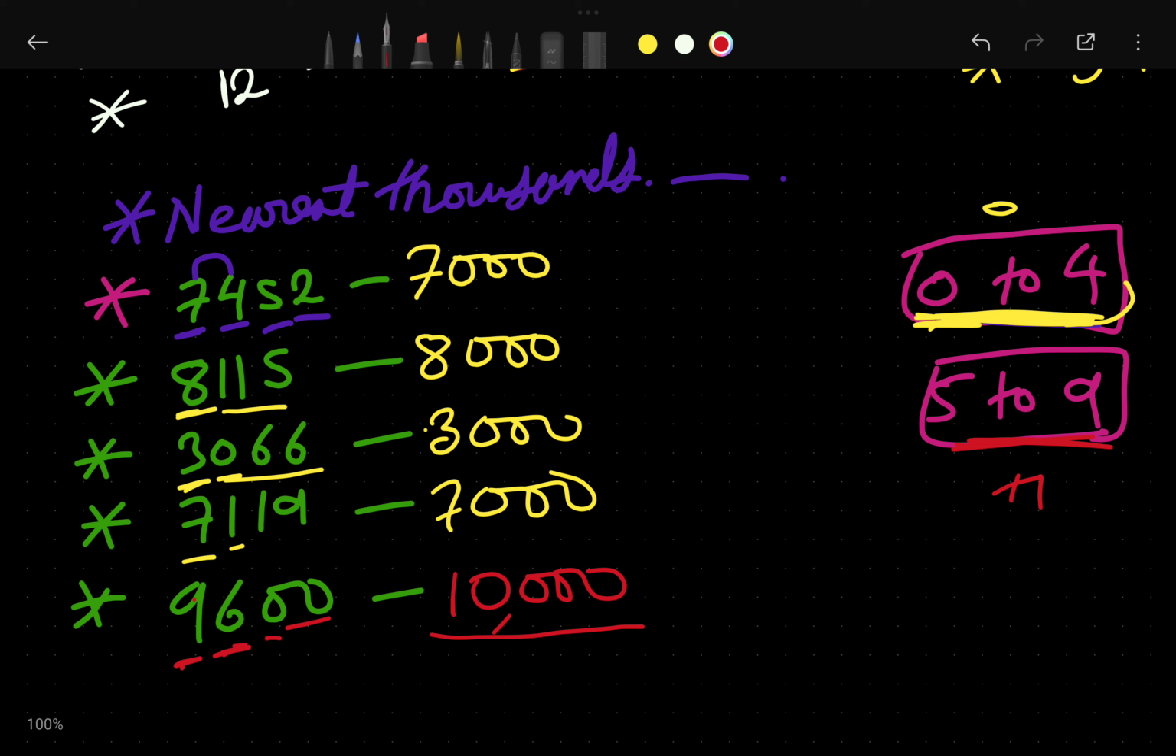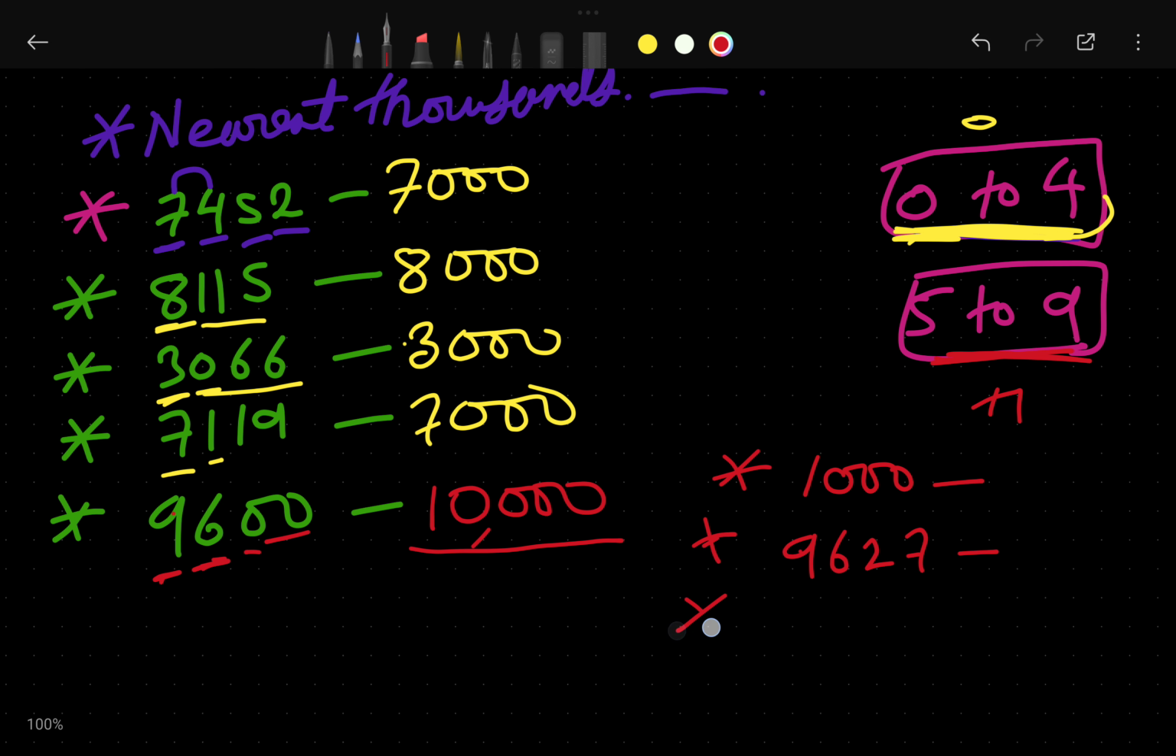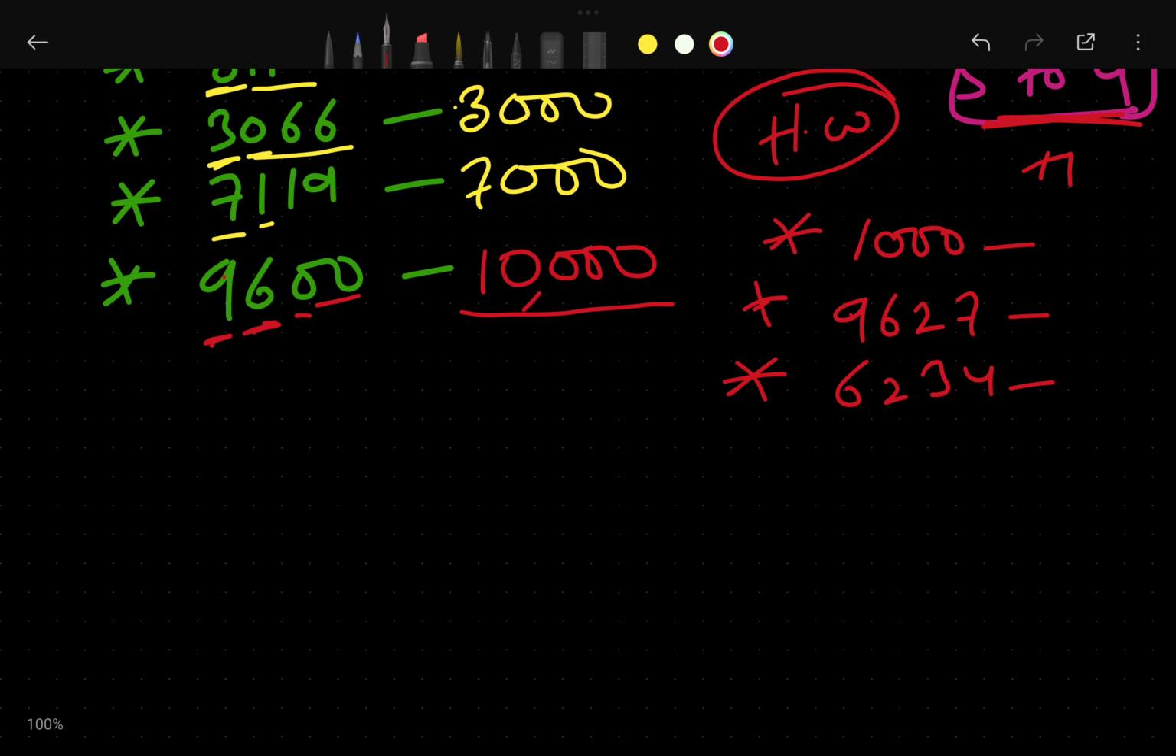Okay, do this. If it is clear, then I will give some homework to you. This one you have to find, then another question 9627, then you have to find 6234. You have to find these and comment. Okay, so it is clear.